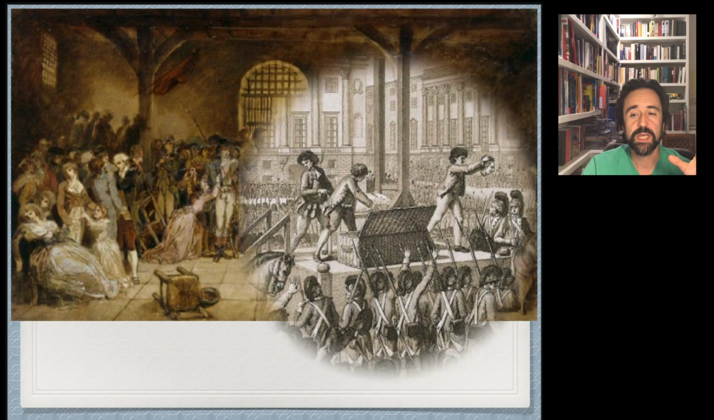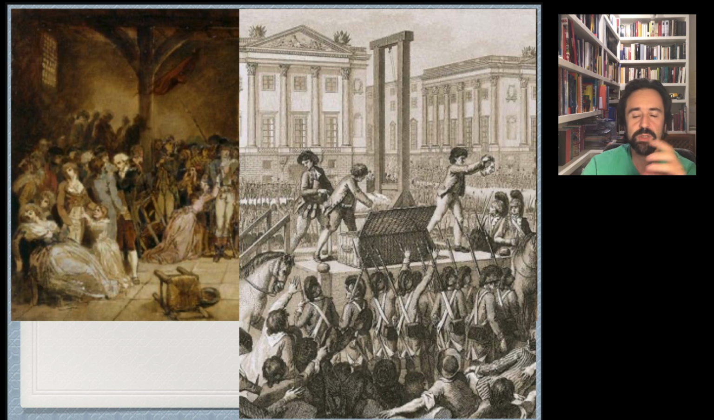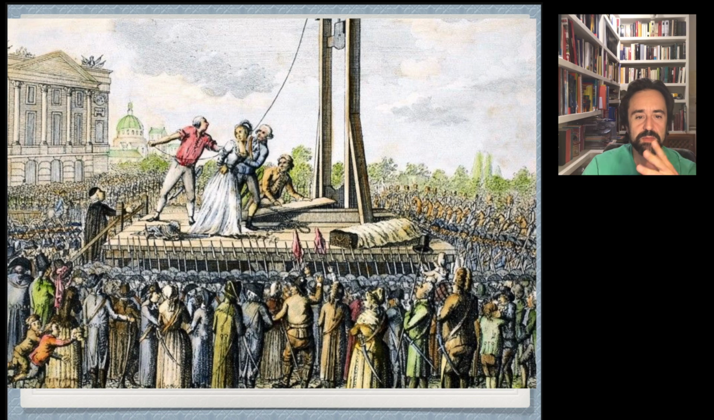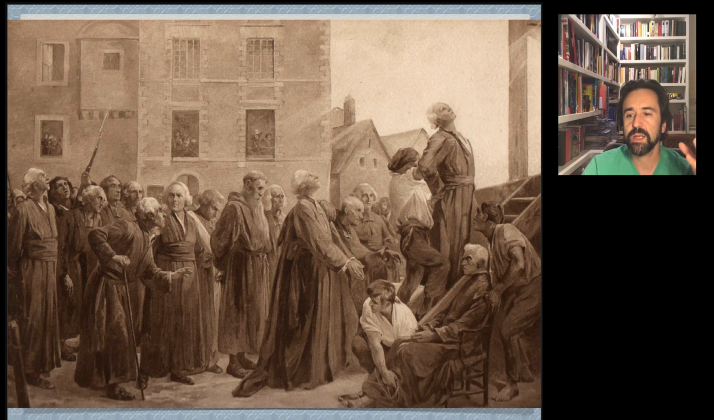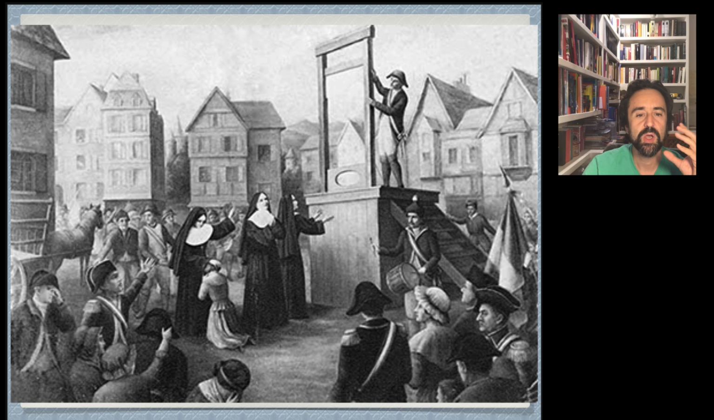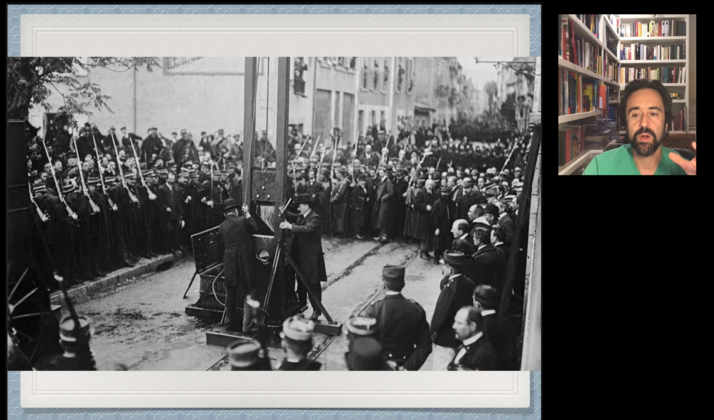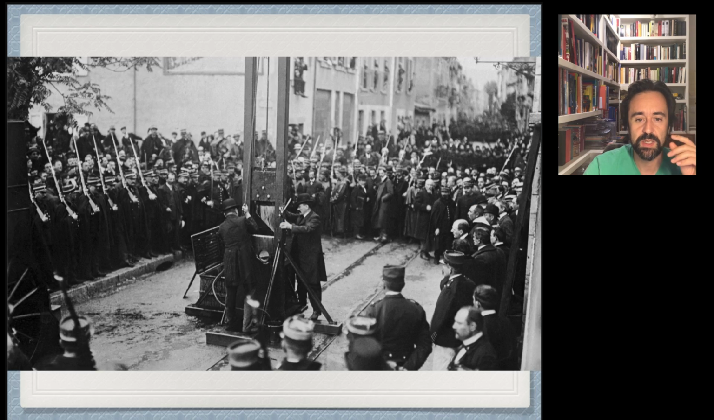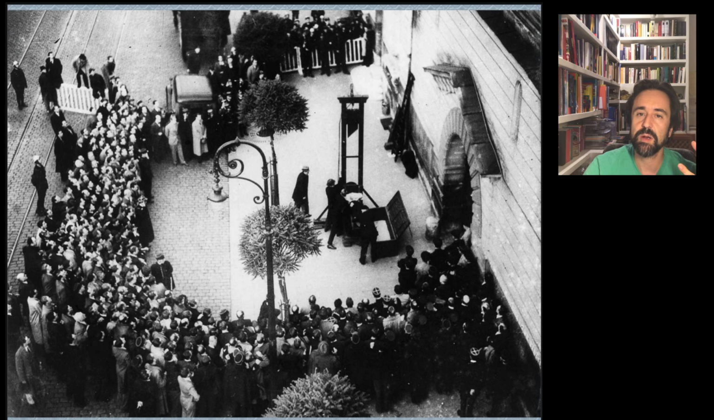So nobody was safe, everybody was executing everybody, and in the end it doesn't matter, old men, young men, it doesn't matter. All of them were executed, and the guillotine was used in France till the 20th century. This is the last public execution in France. You see this one, they are real pictures, real photos.